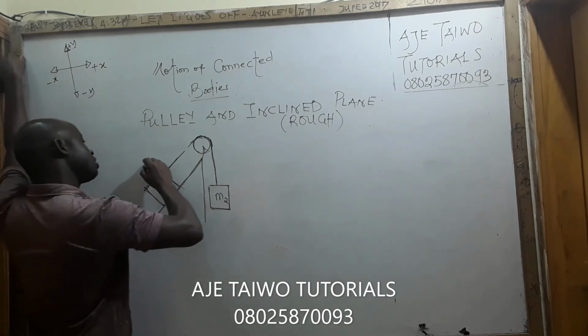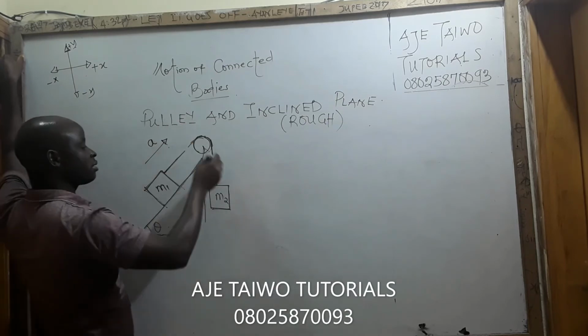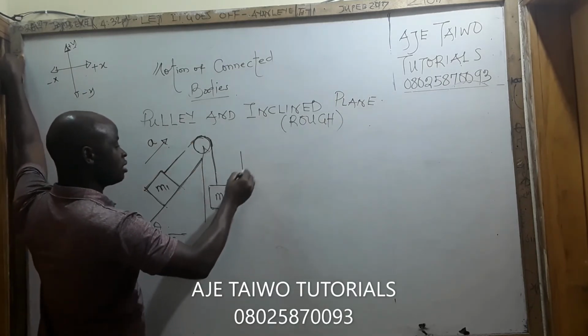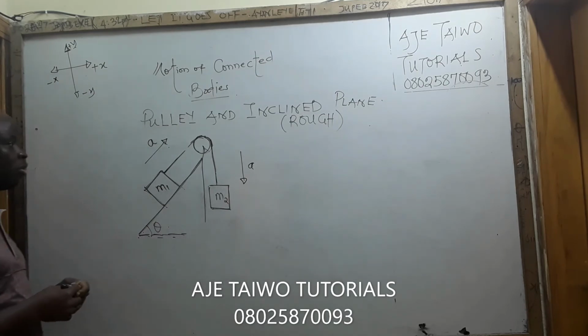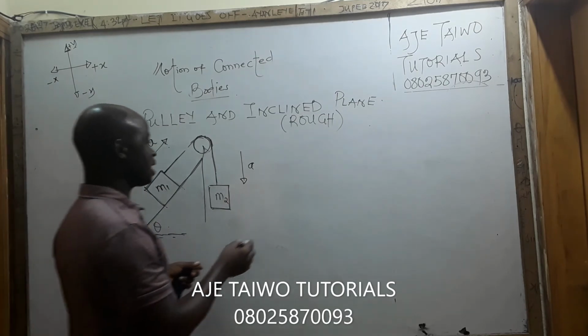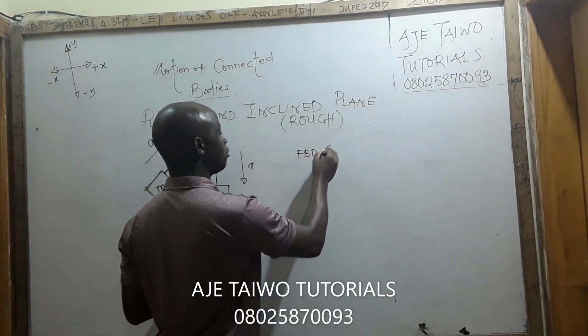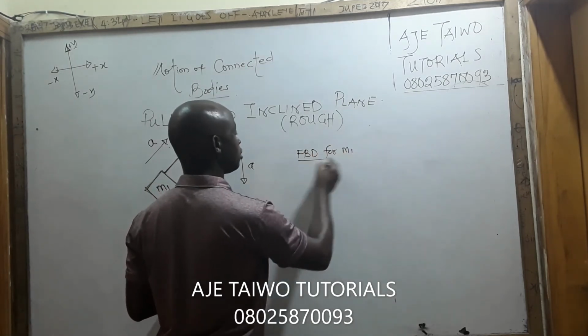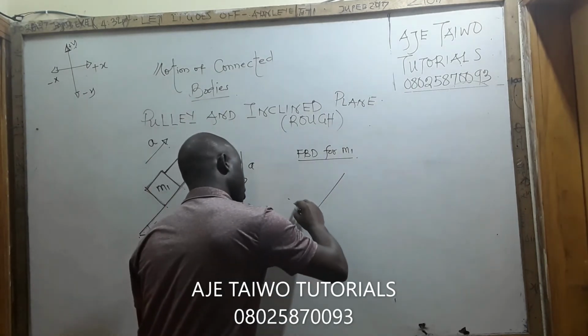Let's assume the bodies are going, this body going like this, accelerating upward like this, and this will come down, obviously, because here is going up, here will come down. So if you look at this, let's start with body 1. Free body diagram for M1. So if you look at M1, this is a body here.